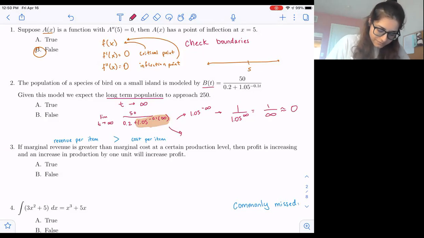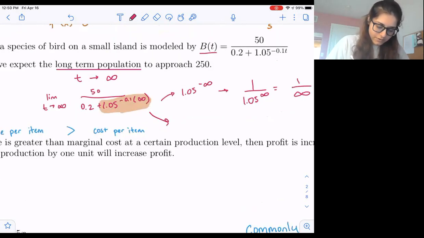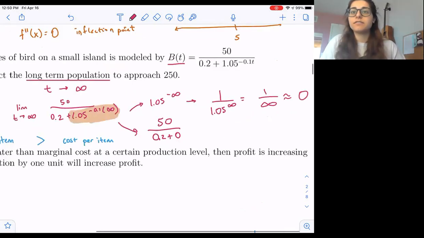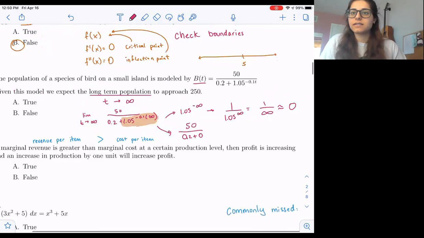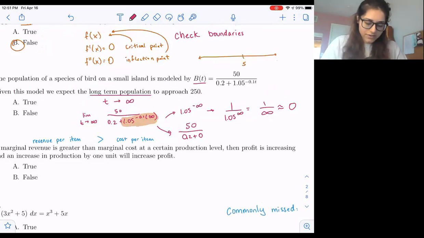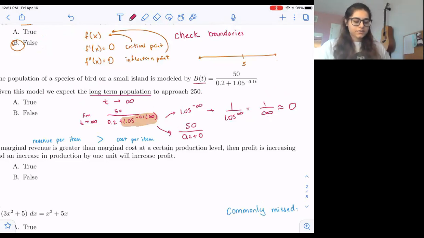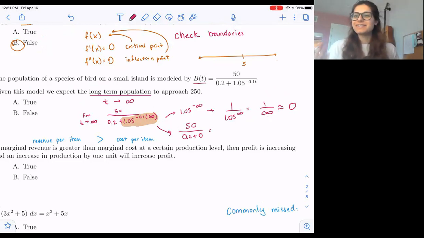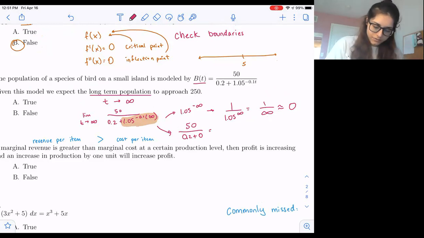So we have 50 over 0.2 plus 0. All right, so basically I just put in infinity and see what I get. There are a bunch of ways to go about that. That's one way you can go. You can even just put in 1.05 to the power of negative 10,000 and then make it bigger and bigger and bigger, and eventually you will get 0. Okay, now this is really easy. We just divide out. So 50 divided by 0.2 gives us 250.